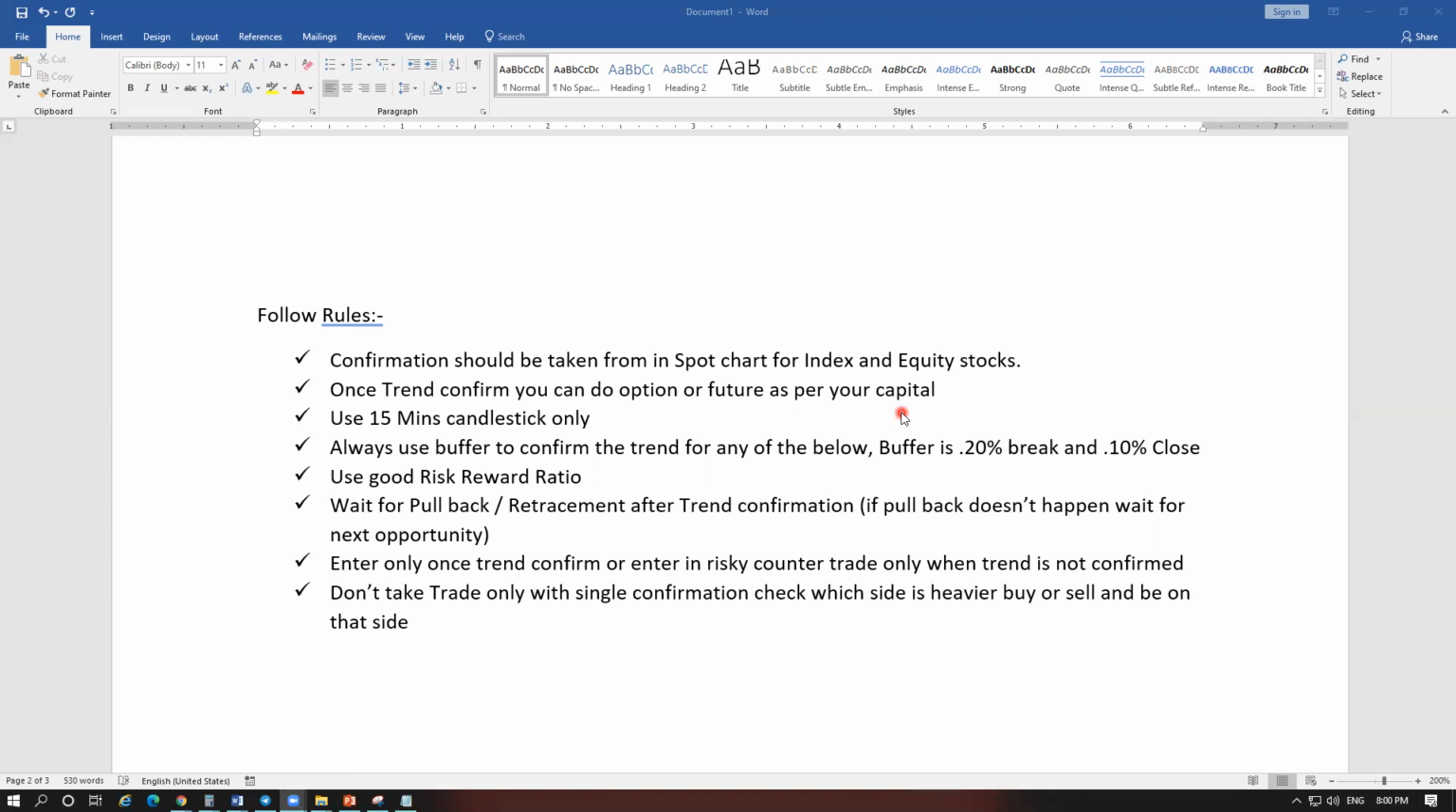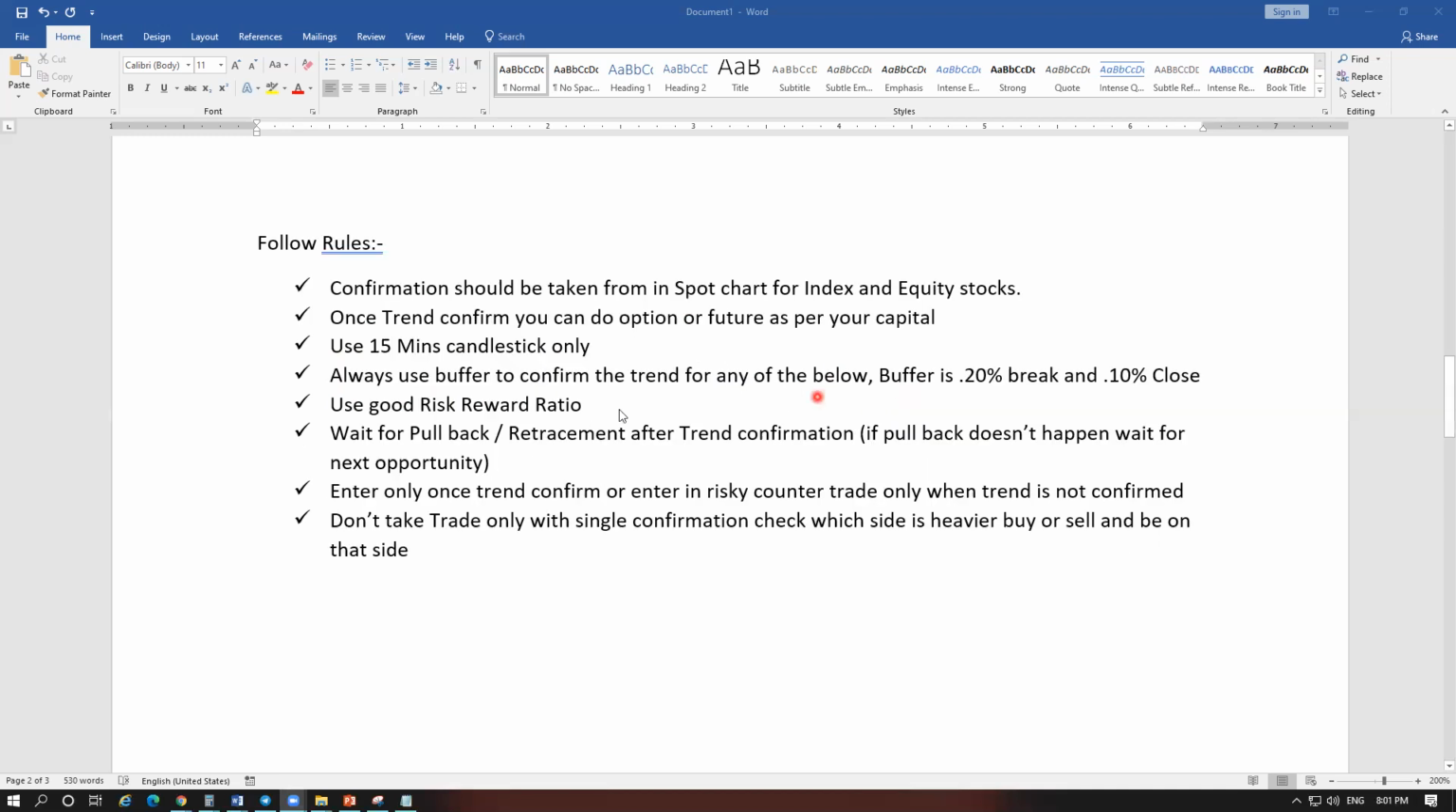So let's start. There are some rules. So what is the rule? Confirmation should be taken from the spot chart for index and equity stock. We will take equity and index for confirmation. We will follow only the spot chart. Once the trend is confirmed, you can do option or future as per your capital.